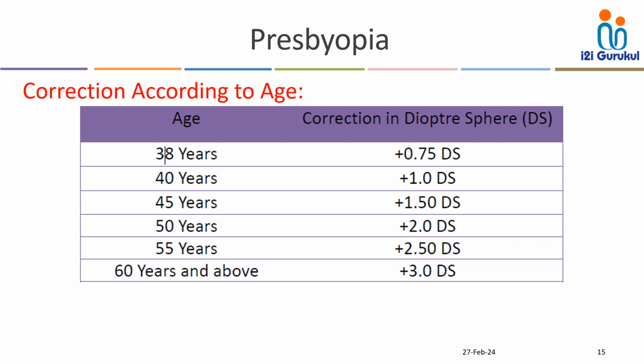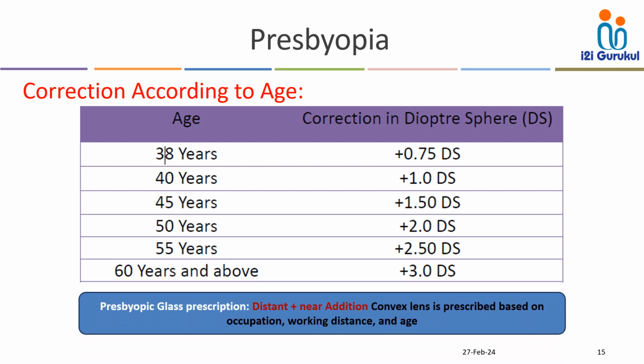One thing you need to keep in mind: please note the presbyopic prescription. When you are handing it over to the patient, please incorporate the distance prescription and calculate based on their working distance, occupation and the age. You need to consider all these three factors.